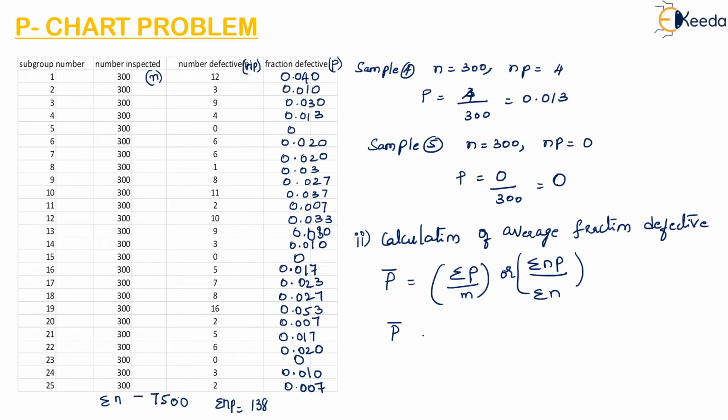So p dash is equal to 138 divided by 7500. So p dash value is 0.018. So this is the average fraction defective. Now the next step is calculation of the control limits.